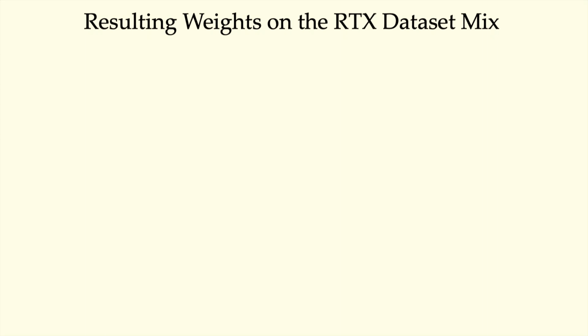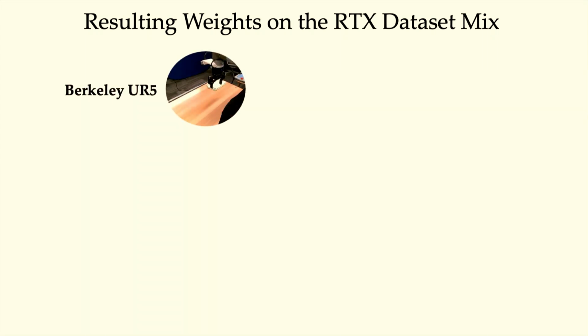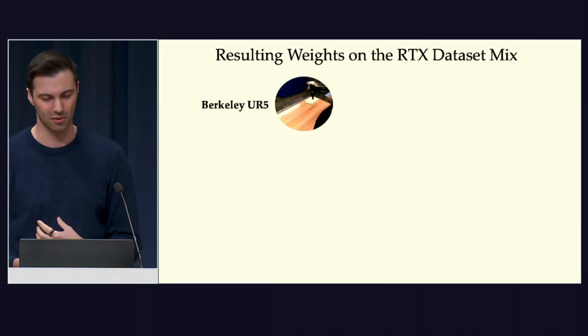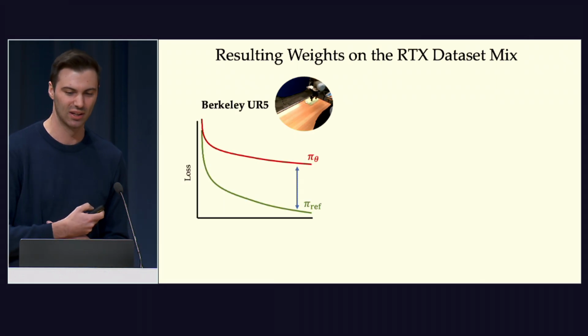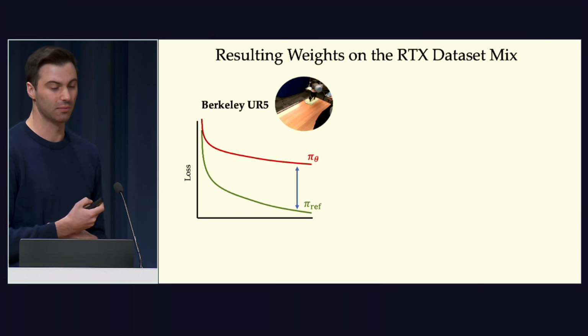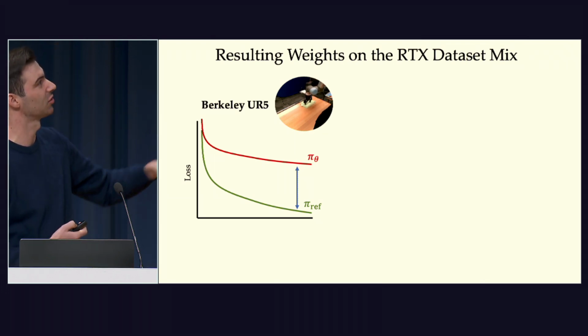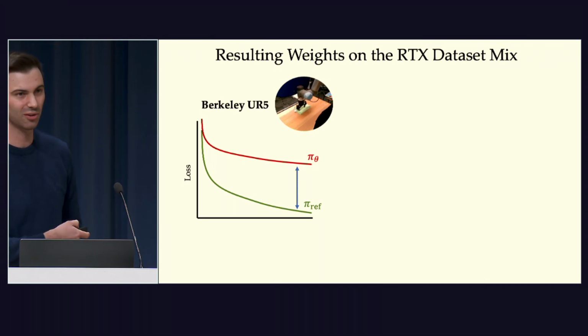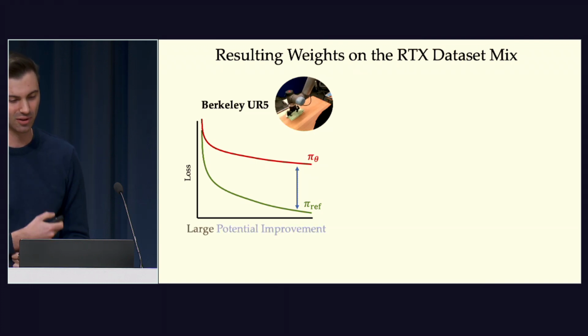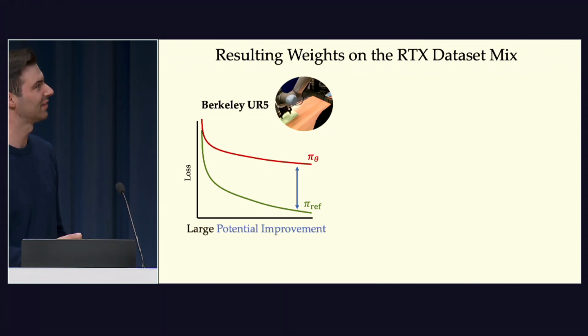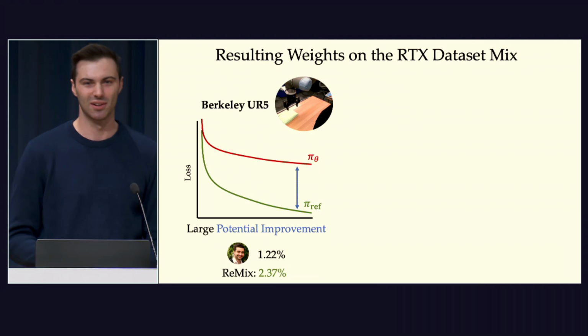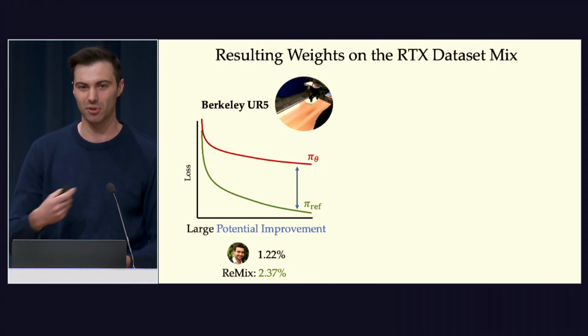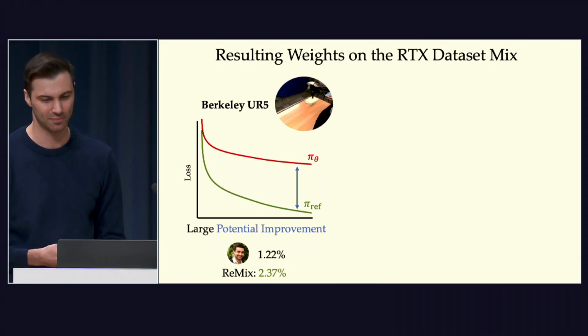If you put all of these together, we can look at the resulting weights after all of the adjustments we made, and we can see that it tends to come up with things that make sense. If I take the Berkeley UR5 data set, the excess loss, or potential improvement, is large. That means our reference model has much lower loss than our current model, and so we see large potential improvement. That means we're going to upweight it in comparison to CoRL. We end up doubling the weight of this data set in the overall mixture.